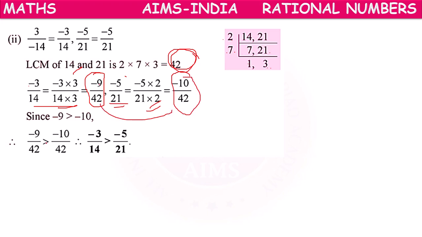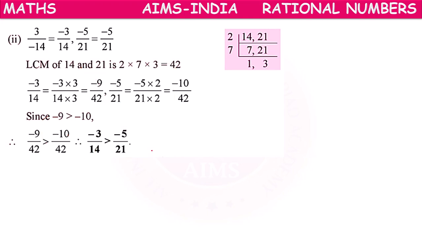Minus 9 is greater than minus 10, because in negatives the lesser value will be greater. So this one is greater than this one. Like that we can compare.